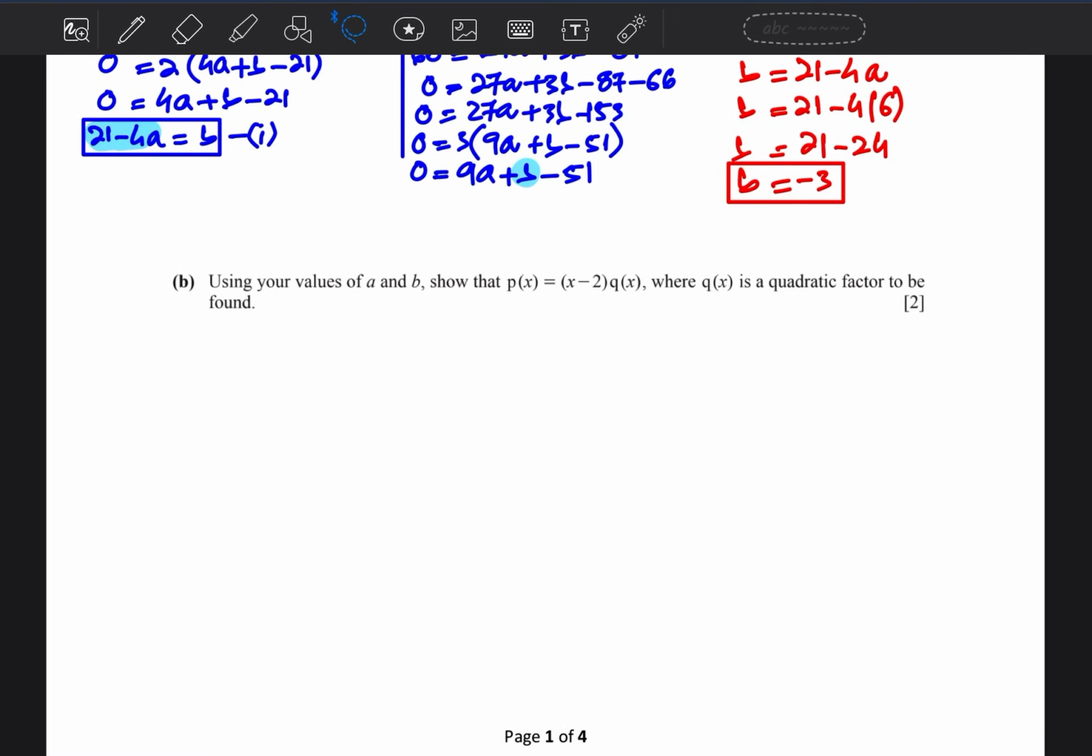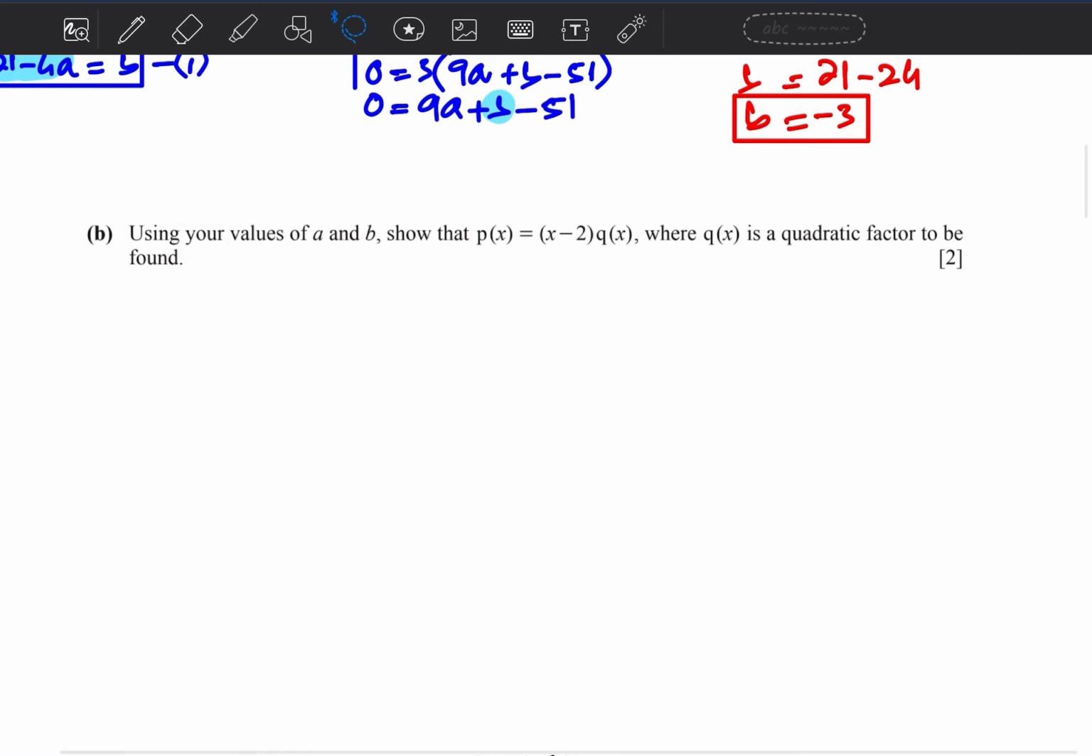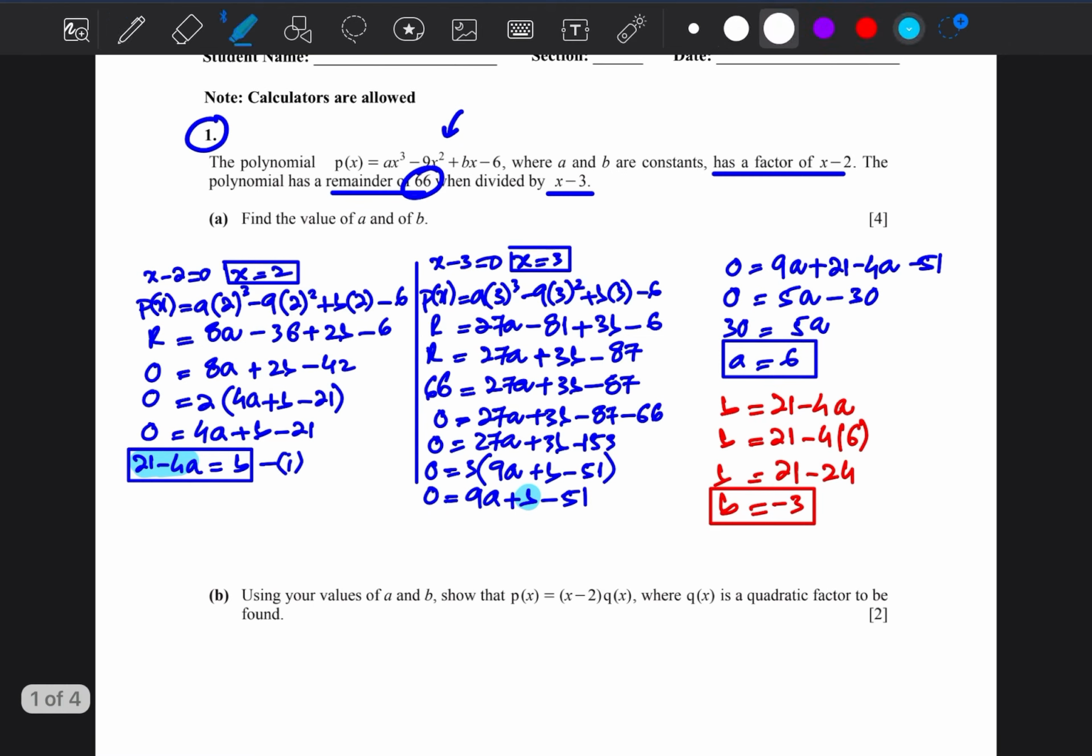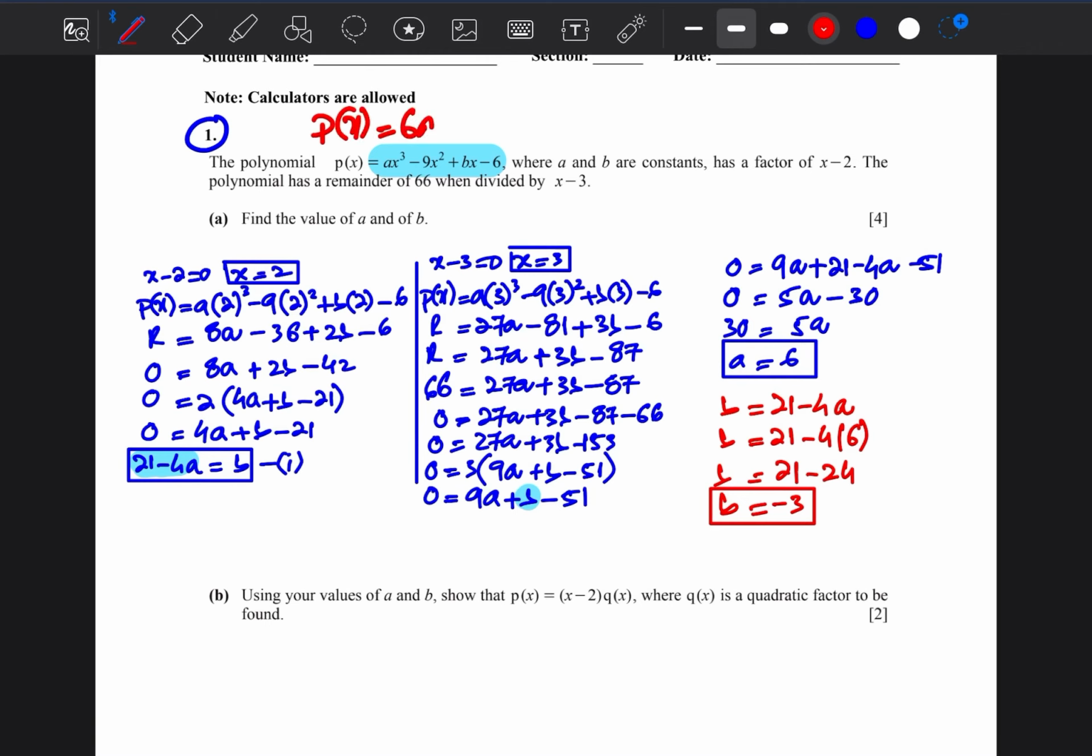Right. Using the values of a and b, show that px is x minus 2 into qx. See, you know this px over here is a cubic function. If we write the value of a, it is going to become px is equal to the value of a, 6x cube minus 9x square, b value is minus 3, it is going to become minus 3x minus 6. So when you factorize this, you will get something like this. px is equal to x minus 2 into qx. That's what they are saying in the question in part B.